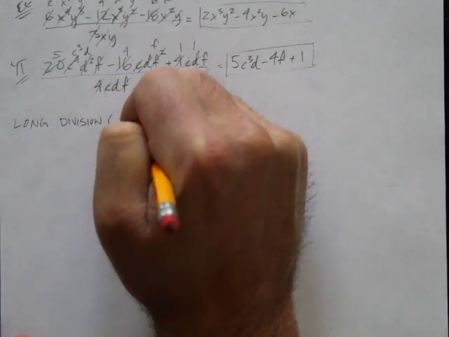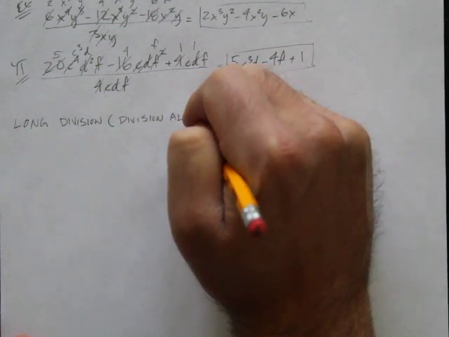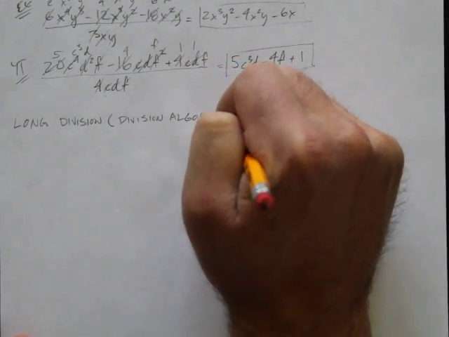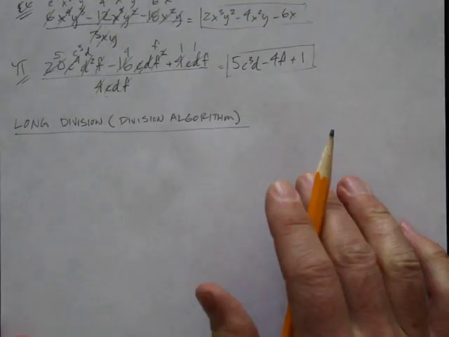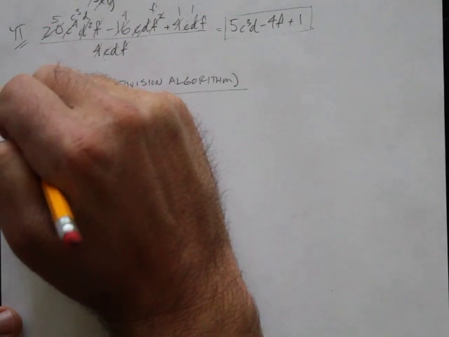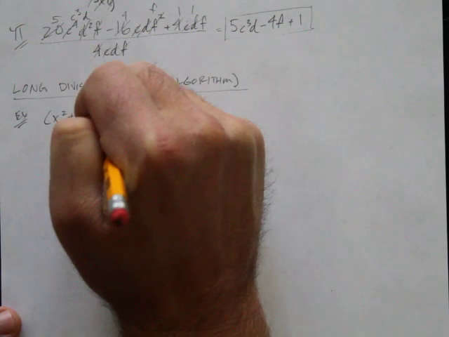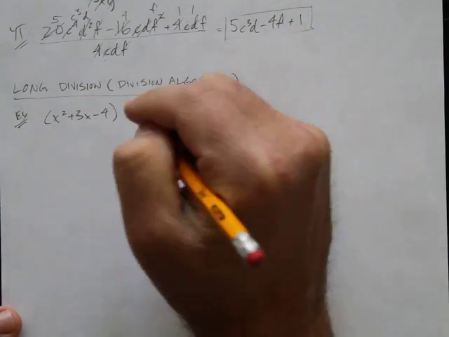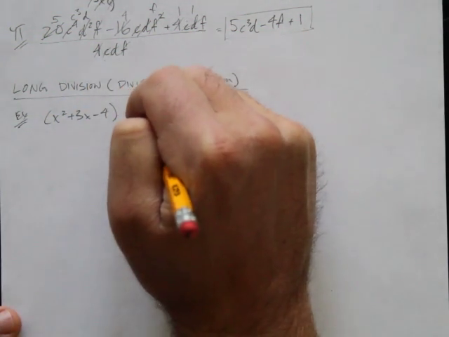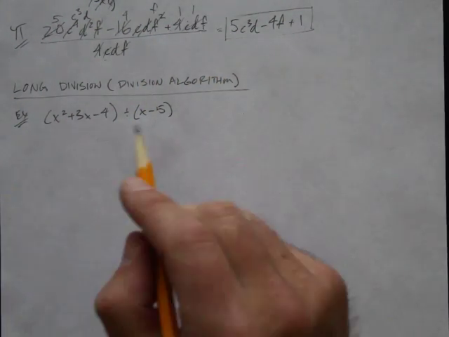And this is a division algorithm. All right, long division. So here's how this works. Here's an example. I've got x squared plus 3x minus 4 divided by x minus 5. Okay, I want to divide this out. So here's how I do this.